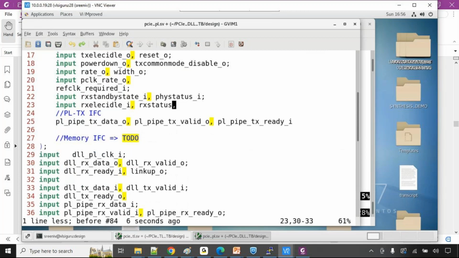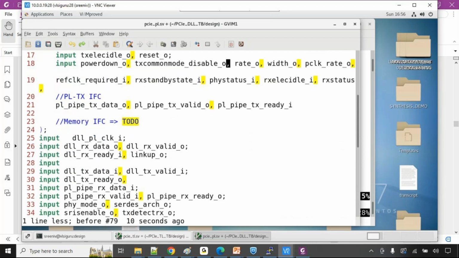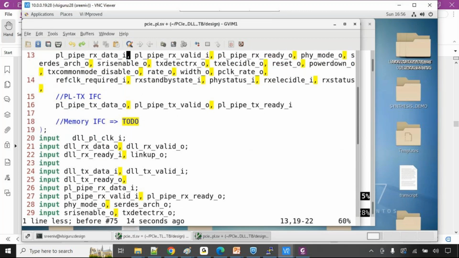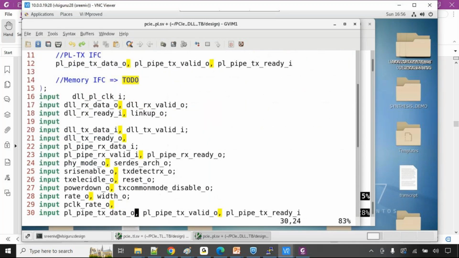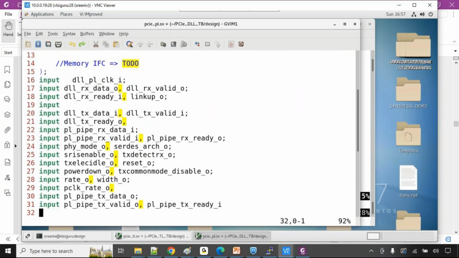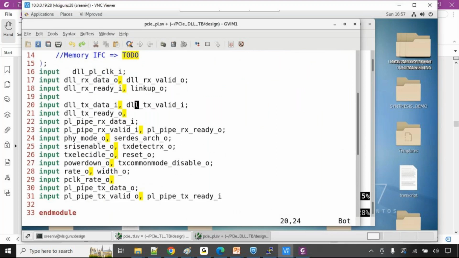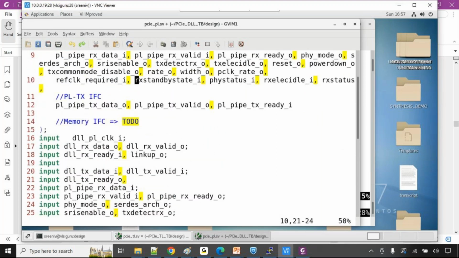I think I made a mistake. Done. Okay. So once you have defined it, it's an input. Underscore I means it's an input. Underscore O means it's an output.